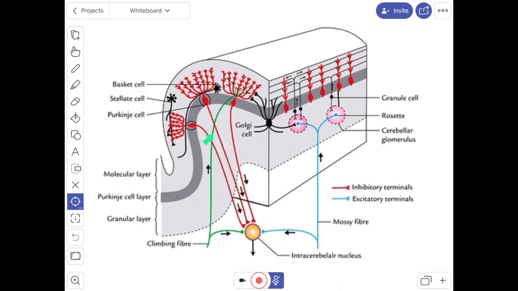The entire output of the cerebellar cortex is through the axons of the Purkinje cells. Most of the axons of the Purkinje cells end by synapsing with the neurons of the intracerebellar nuclei. The axons of the neurons of intracerebellar nuclei in turn project to other parts of the nervous system. However, a few Purkinje cell axons from the flocculonodular lobe and the vermis pass directly out of the cerebellum to end in the lateral vestibular nucleus.